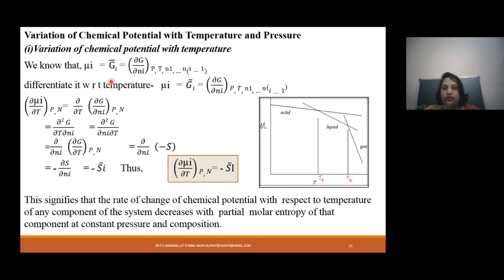If we differentiate it with respect to temperature, as we have to see its variation with temperature, that's why we have to see ∂μi/∂T. Means we have to differentiate this with respect to temperature. So this, that means ∂²G/∂T∂ni.